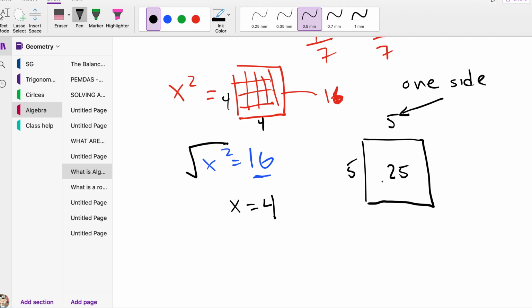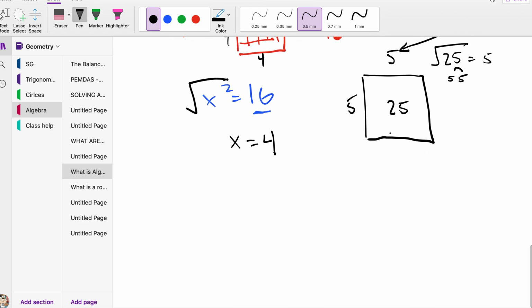So when you have 25 little blocks, the root of one side is 5. So that's why the square root of 25 is 5. We break it into 5 times 5, and we use one of those numbers because we're talking about the two sides of a square. When I ask what the square root is, I'm asking what's the root of one of the sides.